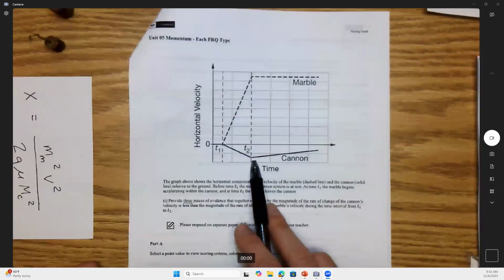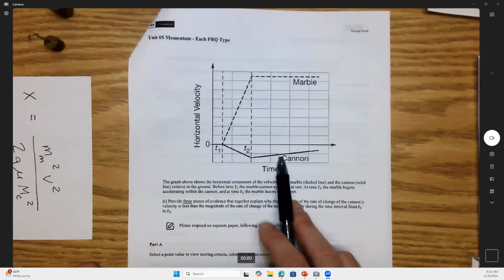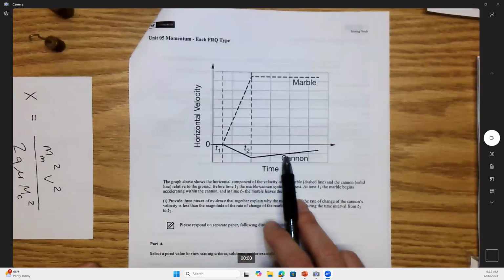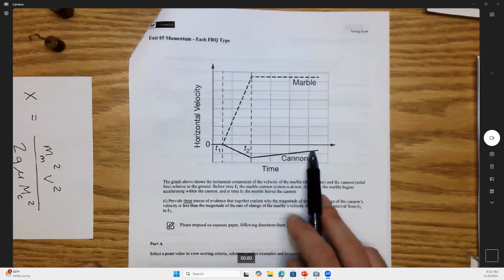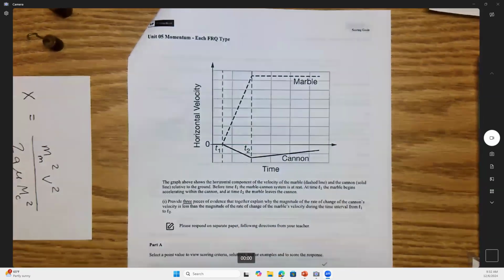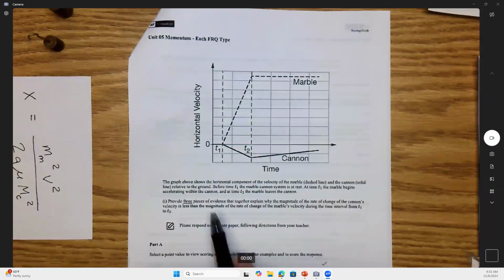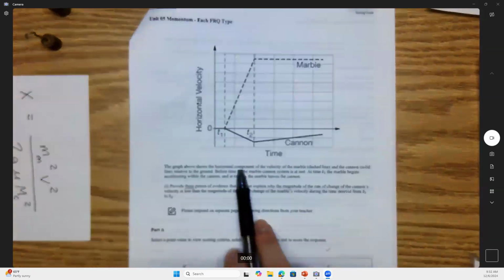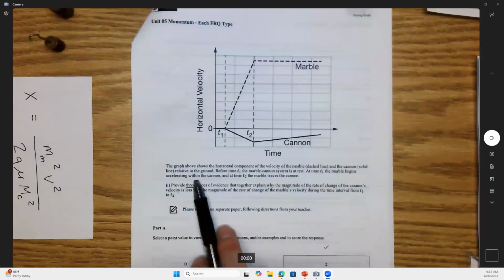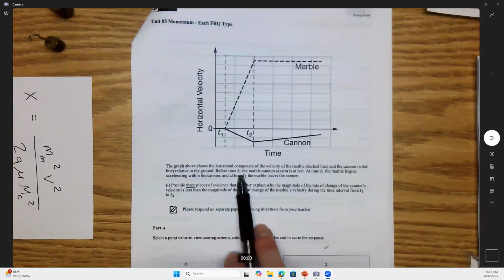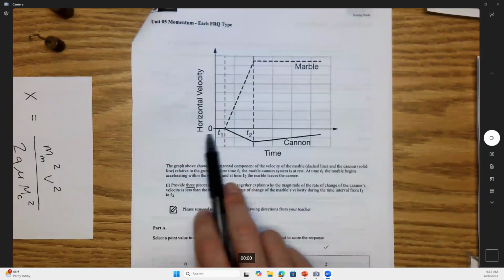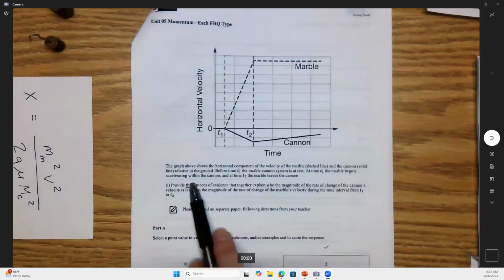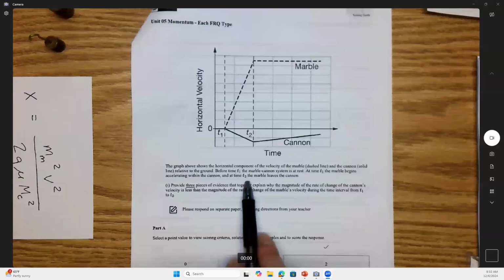Right. And the cannon, hey guys, what's the cannon doing? Is it speeding up or slowing down? Slowing down, right? After the marble leaves it, right? Oh, okay, but that makes sense too because there was some friction going on. Graph shows horizontal component of velocity of the marble and the cannon relative to the ground. Before time 1, the system was at rest. At time 1, the marble begins accelerating the cannon. At time 2, the marble leaves the cannon.